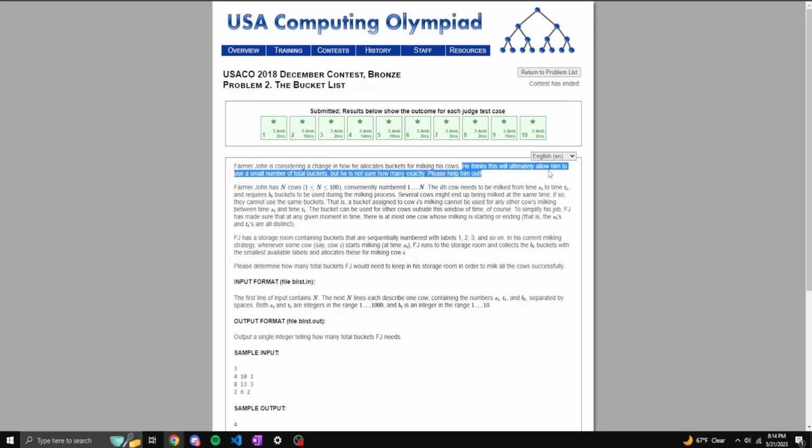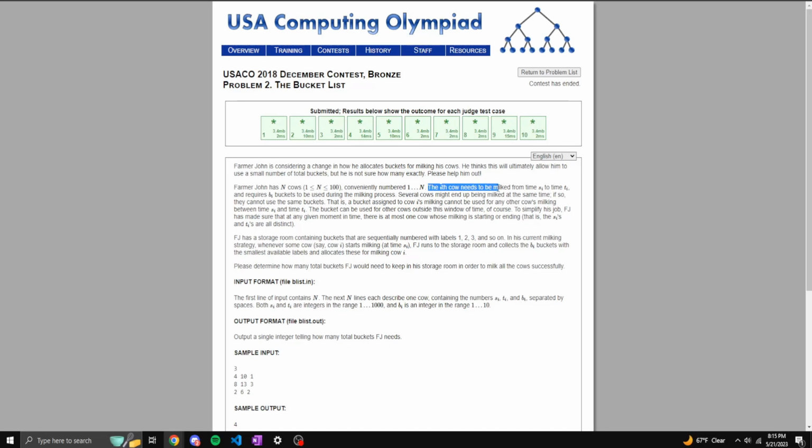He thinks that this will ultimately allow him to use a small amount of total buckets, but he is not sure how many exactly, and we want to help him out. So when you see small number of total buckets, we are trying to minimize the amount of buckets that are being used. Farmer John has N cows, conveniently numbered 1 to N, and N is in the range of 1 to 100 inclusive, so this is a pretty small number.